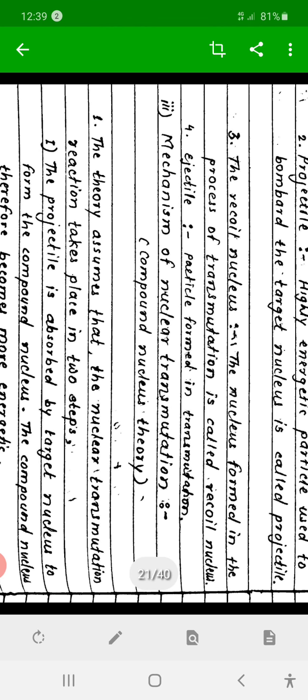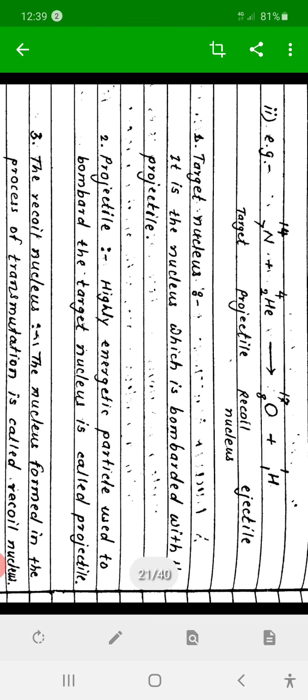The nucleus formed in the process of transmutation is known as the recoil nucleus. See here, oxygen-17 (8O17), which is generated, is known as the recoil nucleus. That is, the nucleus generated or formed in the process of transmutation is known as the recoil nucleus. Then what is ejectile? Ejectile is a small particle formed in the nuclear transmutation reaction.